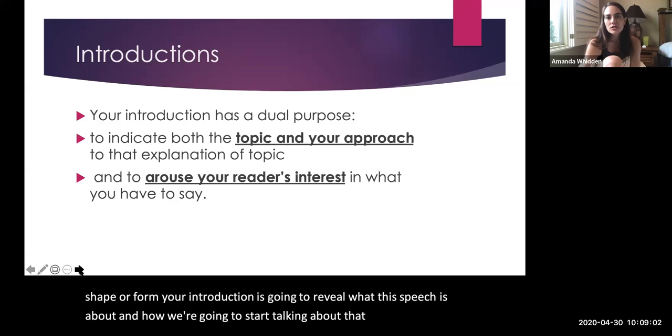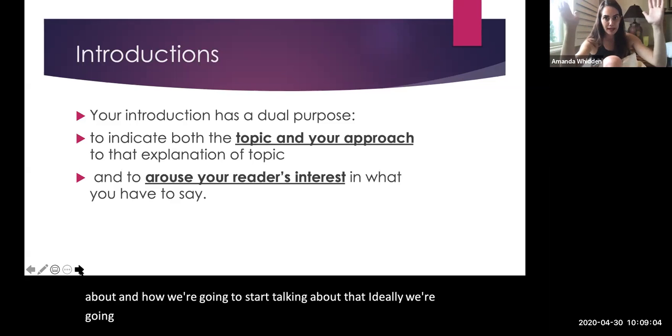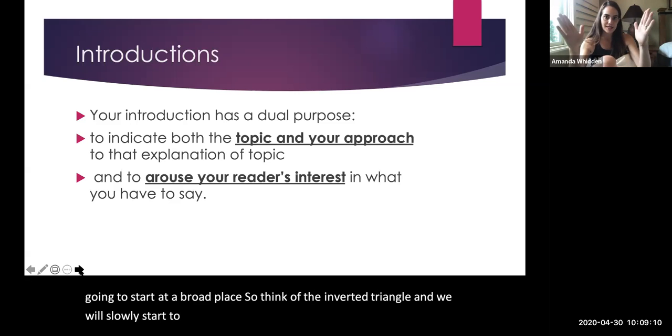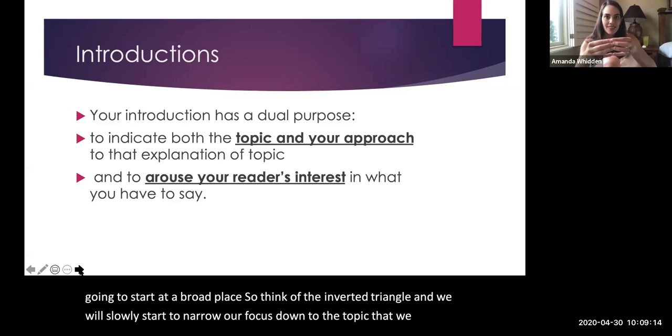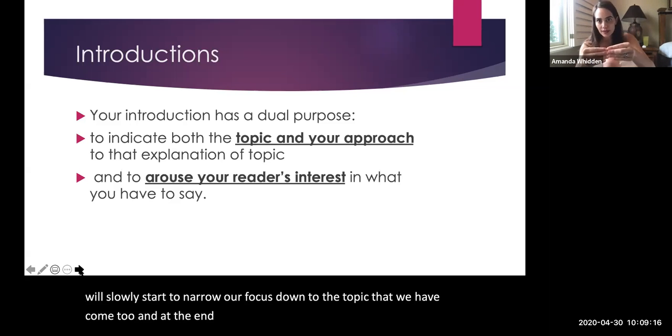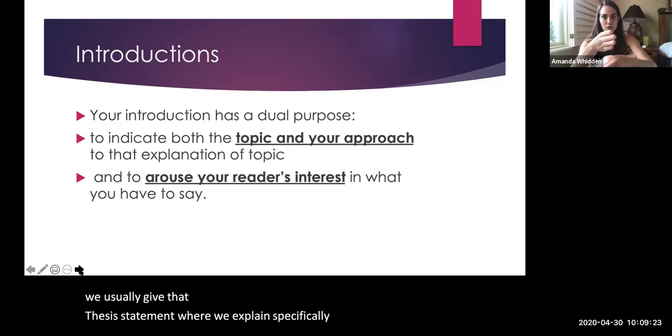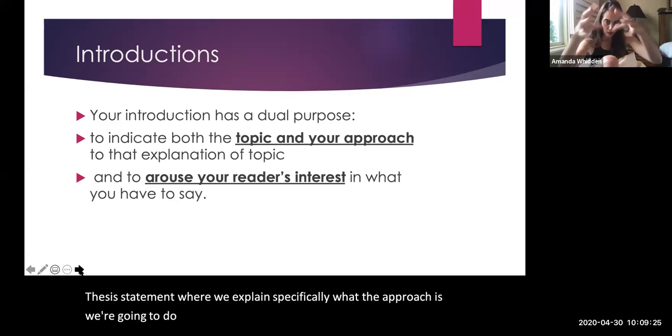Ideally, we are going to start at a broad place. So think of the inverted triangle. And we will slowly start to narrow our focus down to the topic that we have come to. And at the end of that introduction, what do we deliver? Well, we usually give that thesis statement where we explain specifically what the approach is. We're going to do this, this, and this, so you better understand the explanation.